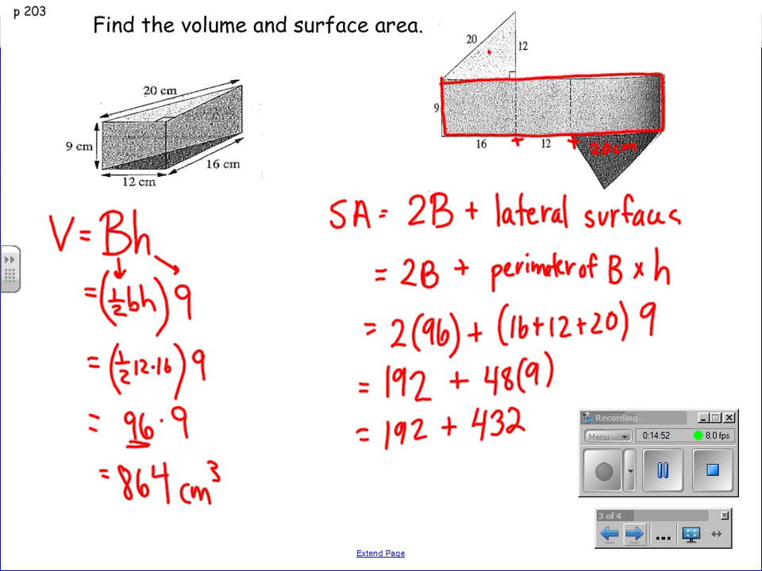And then we add those together. 624? Yes. What are the area units? What are the area units here? Margaret? Yep. Okay, so questions?